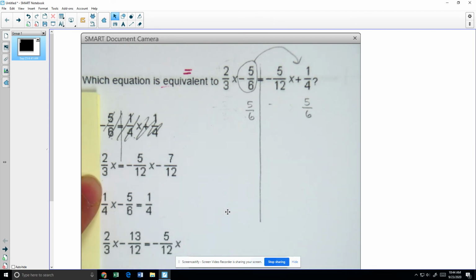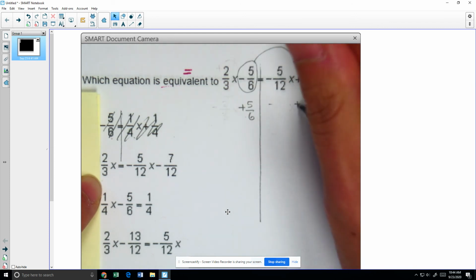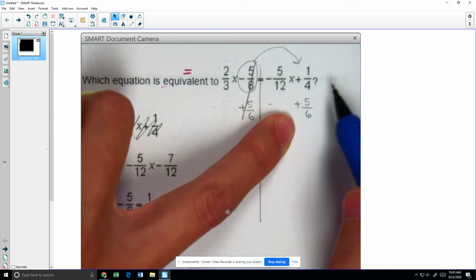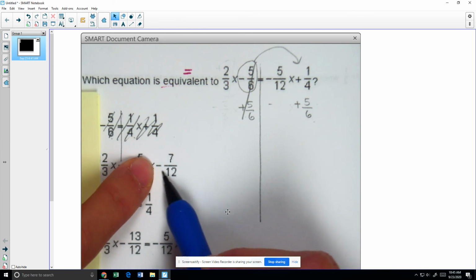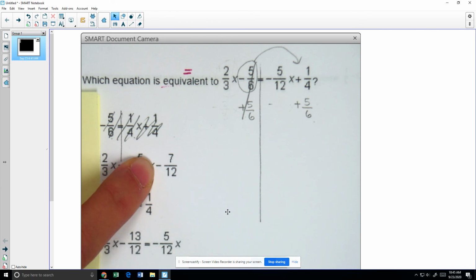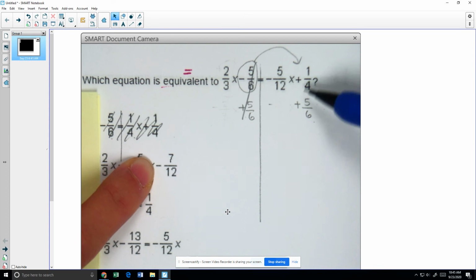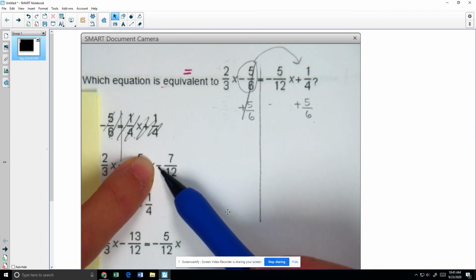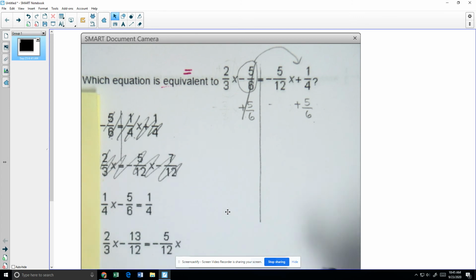Karina, what is opposite of minus? Yes, perfect, positive, plus. So I'm going to add 5/6 to both sides. So let's add 5/6. Wait, 1/4 plus 5/6. Is that going to give me a negative answer? No, right? I don't even have to type that in my calculator, because a positive number plus a positive number is going to give me a positive answer. But this is a negative answer. So I know that can't be it either. Okay, so it's not letter B.